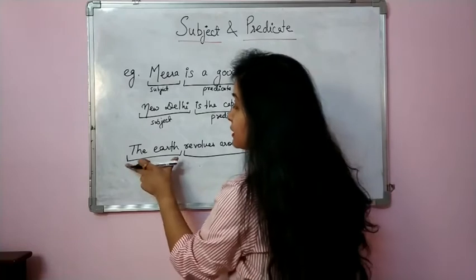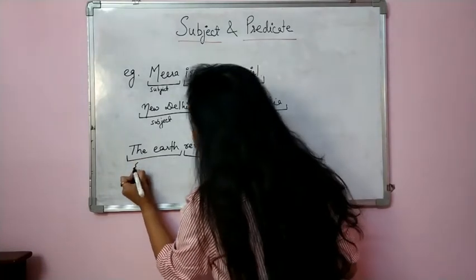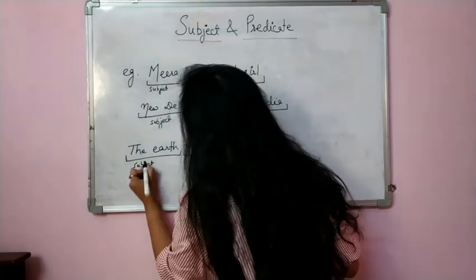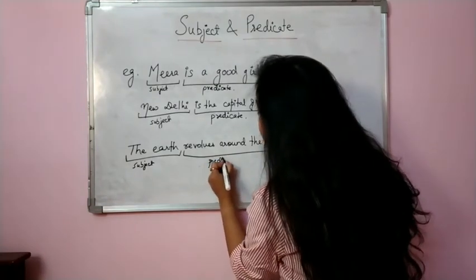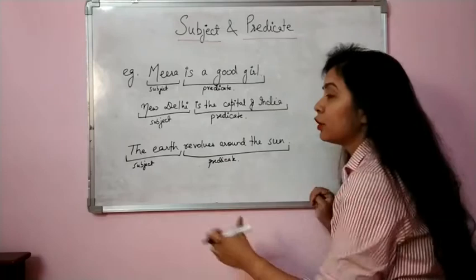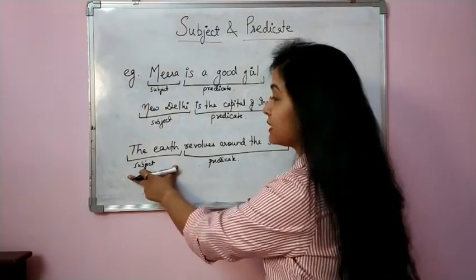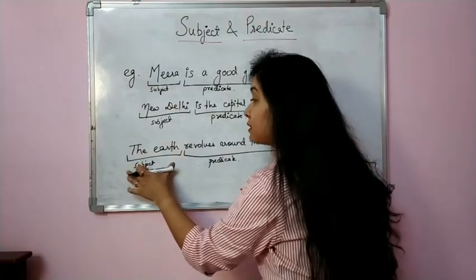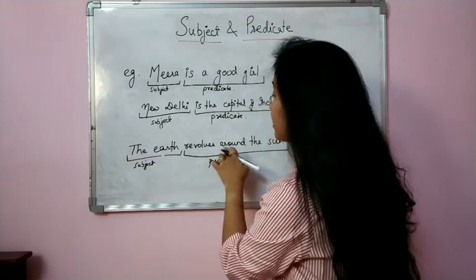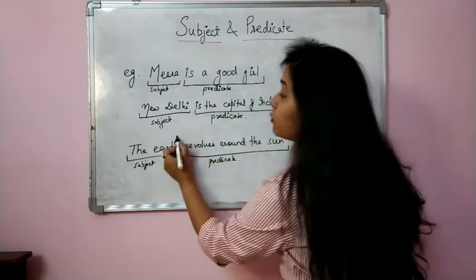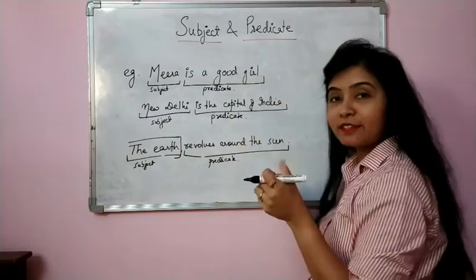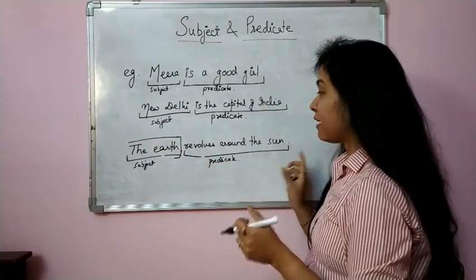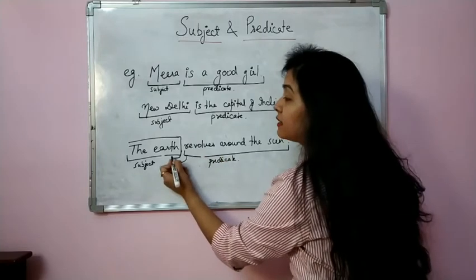So this becomes the subject. And this becomes the predicate. You understood why this is the subject? Because we are talking about this. The earth revolves around the sun. If we remove this part, "revolves around the sun" has no meaning. It doesn't have any meaning if we don't add the earth.